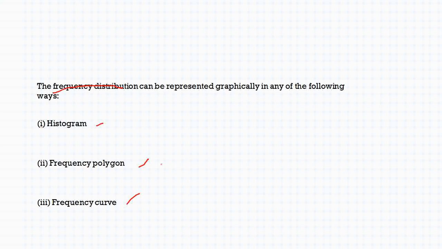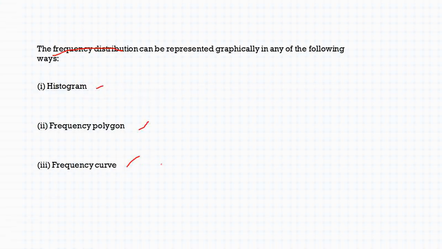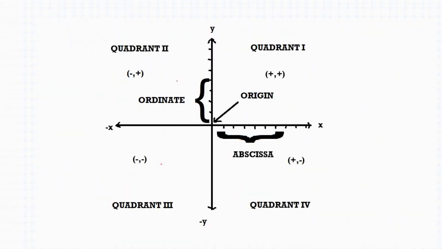But before seeing them, we will see what are the parts of a graph. This is a very important thing to learn. The horizontal axis is the x-axis and the vertical axis is the y-axis. So these four partitions are called quadrants, and the quadrants are always labeled in an anti-clockwise direction. So the first quadrant begins over here, then we have the second quadrant, third quadrant, and the fourth quadrant.